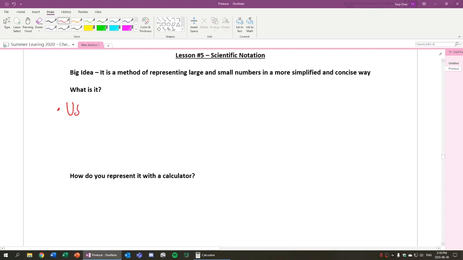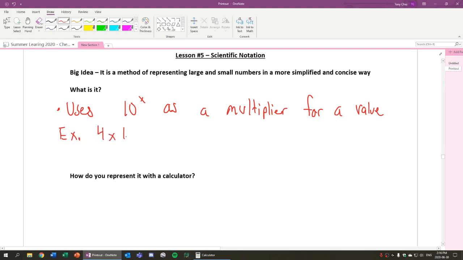It uses 10 to the power of x as a multiplier for a value. Now, what does that mean? Some examples. Let's say, for example, you have 4 times 10 to the 5. What does this mean? If you don't know, it means 400,000. This is an example of a very large number being represented by scientific notation.